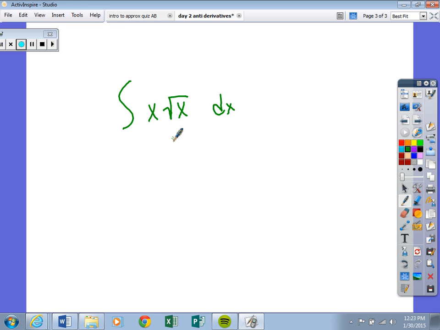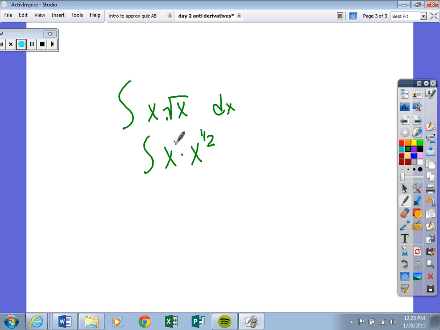You don't have a power rule for multiplying these two, okay? So since there's no power rule, please don't just take each one separate. You want to rewrite it first. So I would rewrite it as x times x to the 1/2, okay? That's what we're looking at.